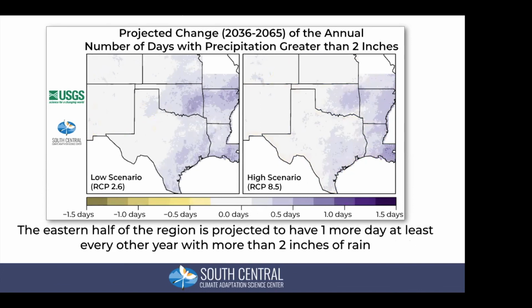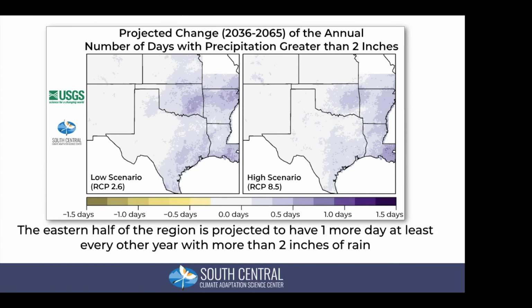Now we're looking at the number of days with precipitation greater than 2 inches in a single day. These situations can be potentially damaging, especially with flooding in low-lying or poorly drained areas. In comparison to the last product, these change maps have more consistent patterns in both the low and high scenarios and in both mid-century and end of century timeframes. So our confidence level is moderately high for these projections.